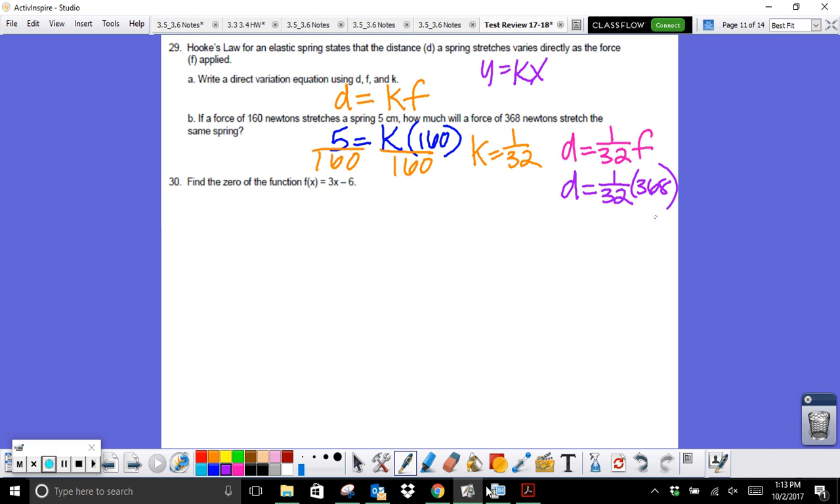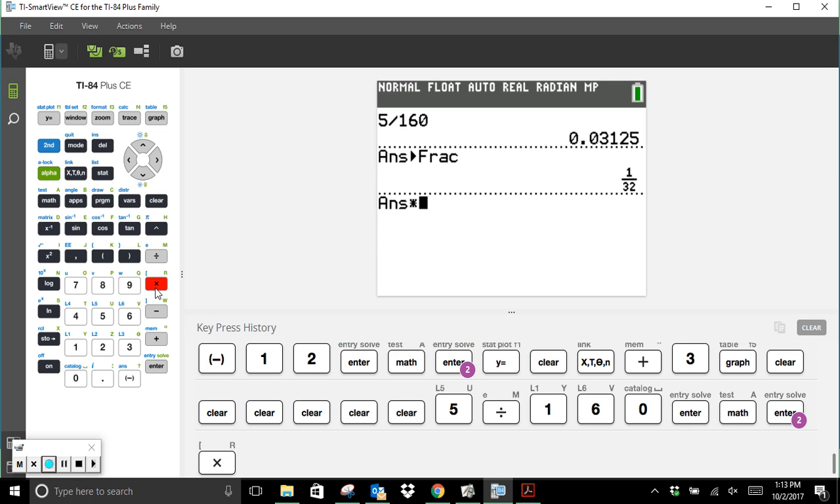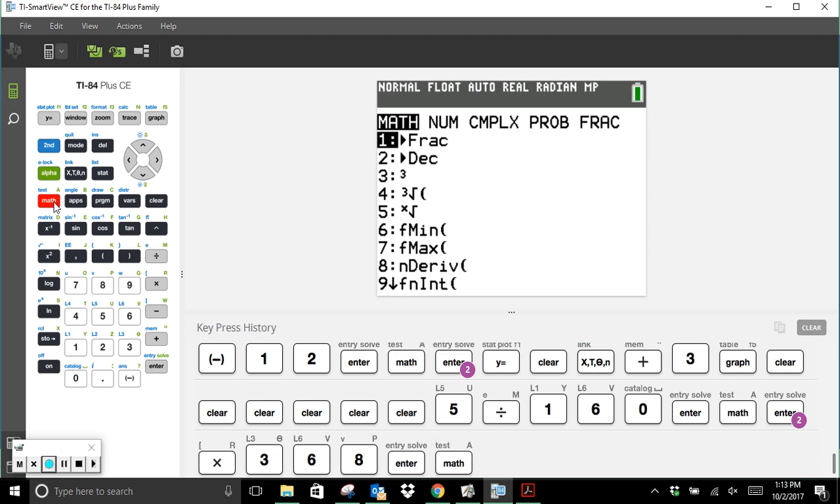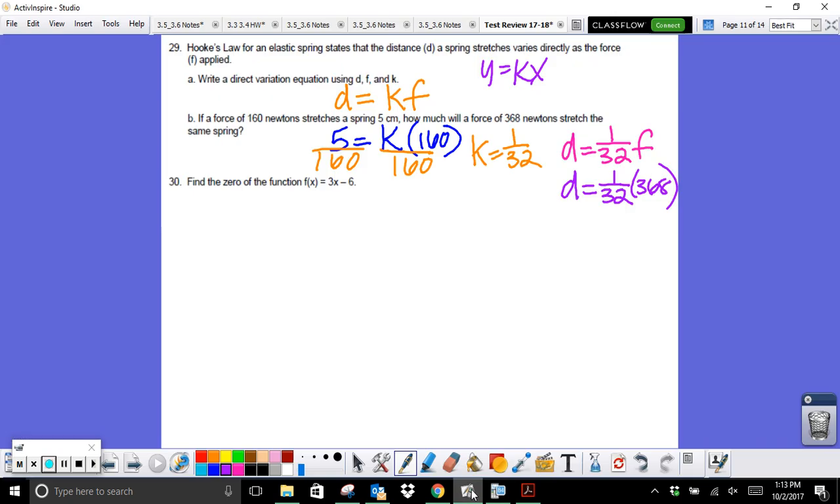I already have 1 over 32 in my calculator, so I can just do times 368. And I get 23 over 2. It kept it in a fraction form for me since I already had that fraction in there. But if I wanted to get that back to a decimal, I can do math 2. And it's 11.5, because 11.5 may make a little bit more sense for this question.